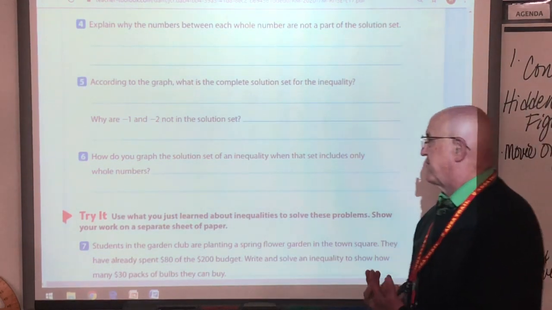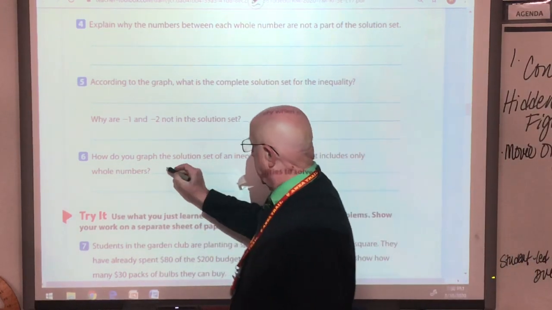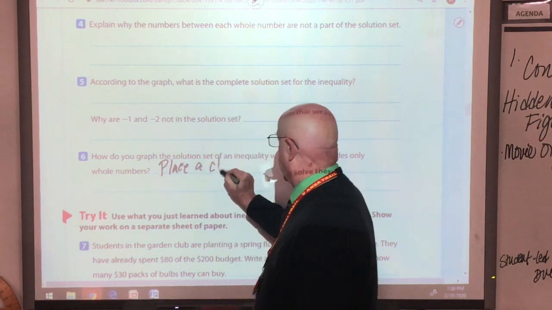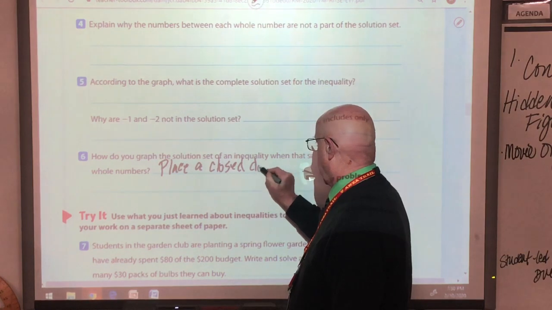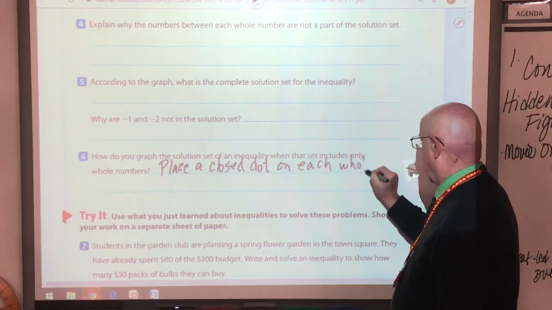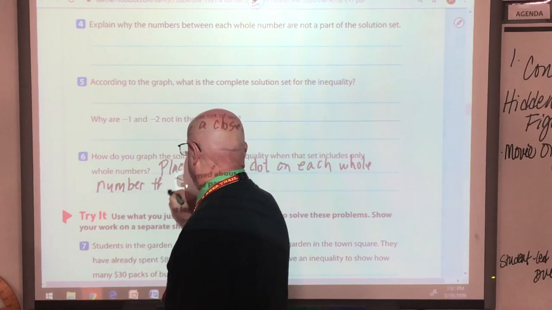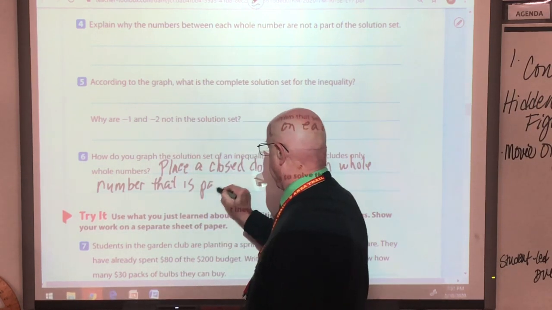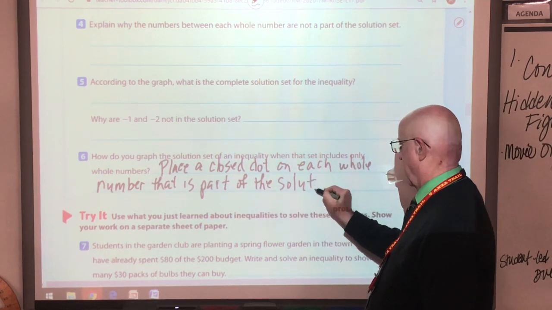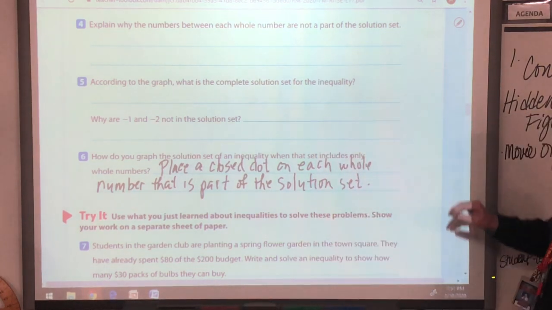It says, how do you graph the solution set of an inequality when the set includes only whole numbers? Well, we saw that on our graph, place a dot, a closed dot, by the way, a closed dot on each whole number that is part of the solution set. All right, we should have that.